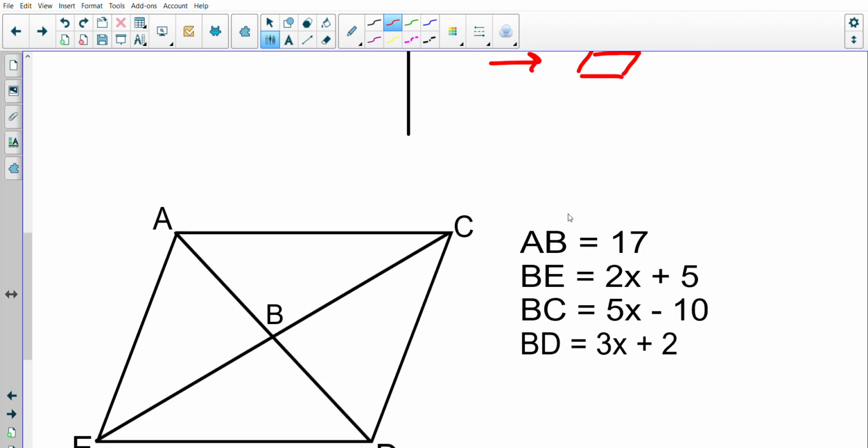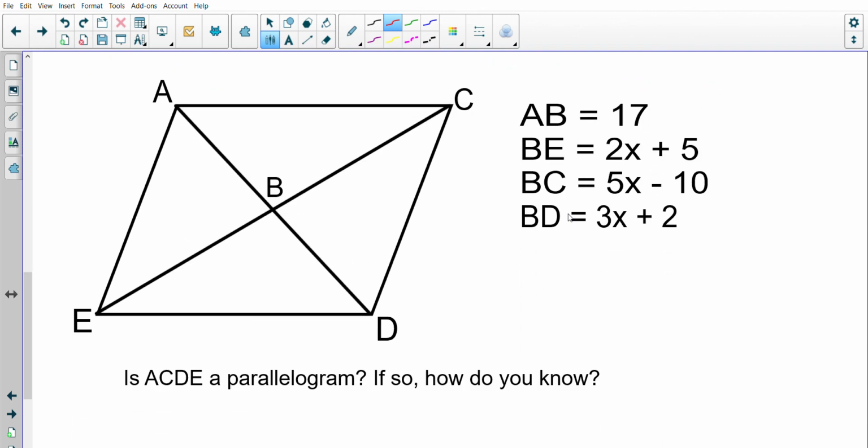All right, I think we got one more problem here to work through. So we'll go ahead and analyze this problem. It looks like they're giving us side lengths, and they are asking us to determine is this a parallelogram, and if so, how do we know? Let's go ahead and mark the diagram with the information that we know. It says AB is 17, right? So we'll go ahead and mark that in.